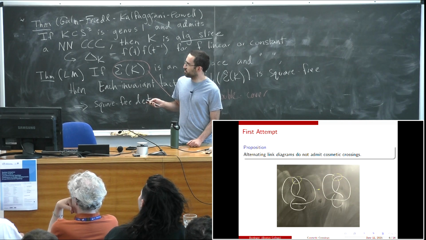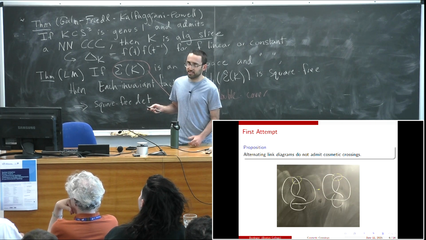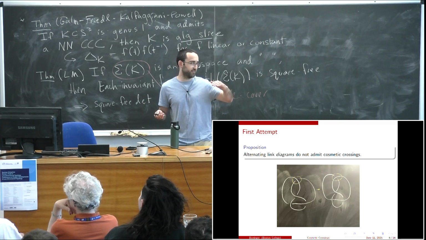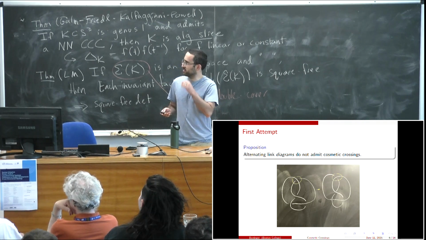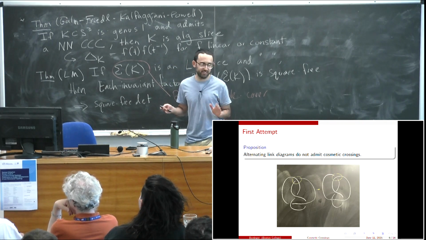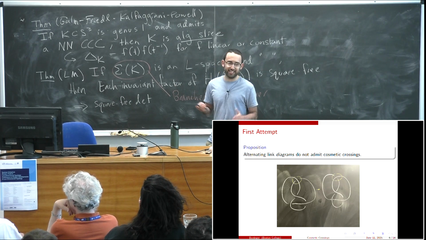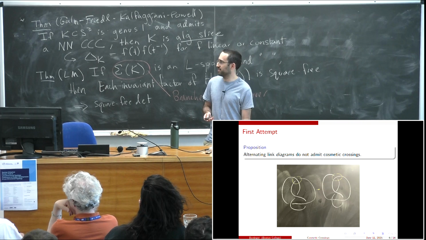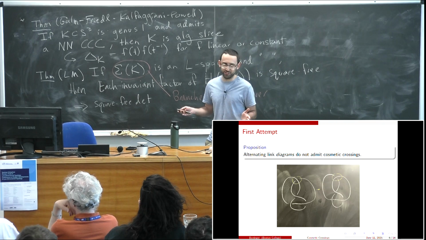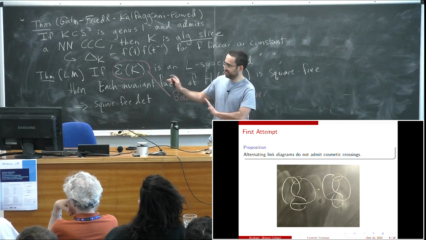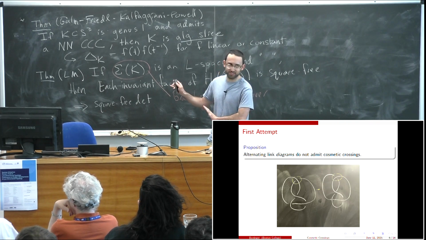So I'll go through the proof, and I want to show how it's essentially a lift of a diagrammatic argument. It's not too long, but hopefully fun. First I want to do something easy. I want to prove that alternating link diagrams do not admit cosmetic crossing changes. Clearly this is a much weaker statement, since an alternating knot has many non-alternating diagrams. But let's just do this first.